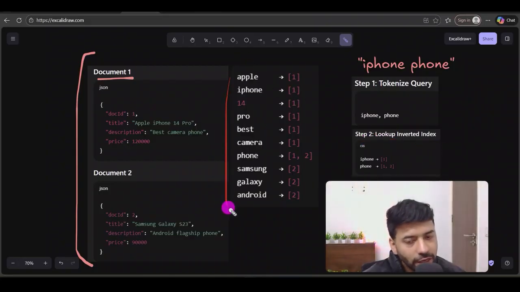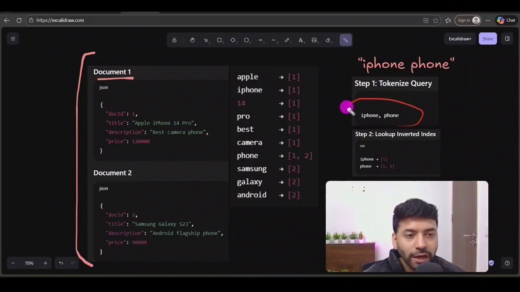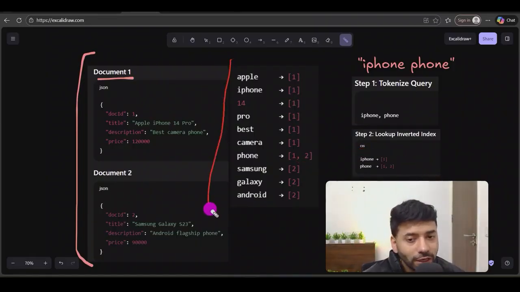Then the next step, step 2, is lookup inverted index. We have already created the inverted index here. So now we also have the tokenized query, correct? The keywords which are present in the query, we will search them in the inverted index. So clearly we will search for iPhone and phone in this inverted index. What we will get is iPhone is present in document 1 and phone is present in two documents, document 1 and document 2. So you can clearly see we get this result, right? Quite easy because we have already built the inverted index here.